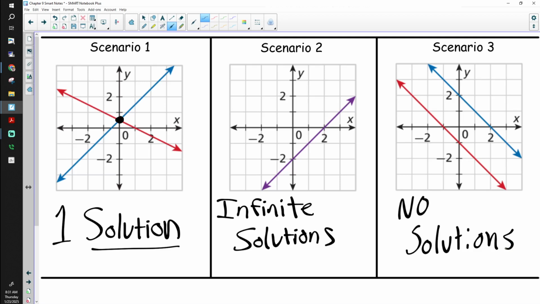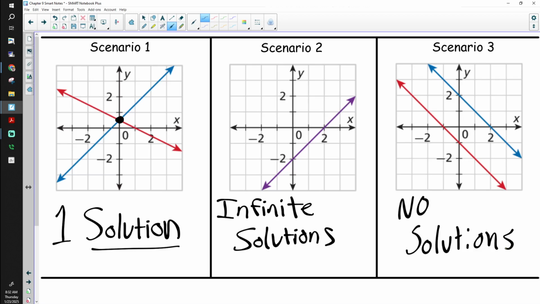These are the 3 possibilities when we start doing these problems. There is either going to be one point made up of an x and y value. They will either be the exact same lines and have infinite solutions, or they will have no solutions. These are the only 3 possible answers any of these problems can have. One, none, or all. One, none, or all.